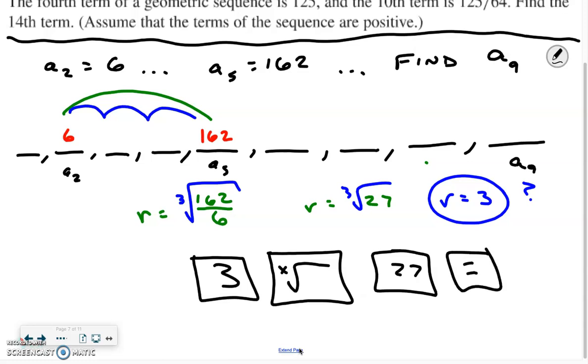Guys, did everybody locate the X root button on your calculator? Like I said, it depends on which calculator you have. Again, if you're using a scientific calculator, it's really close to the caret feature, above it.